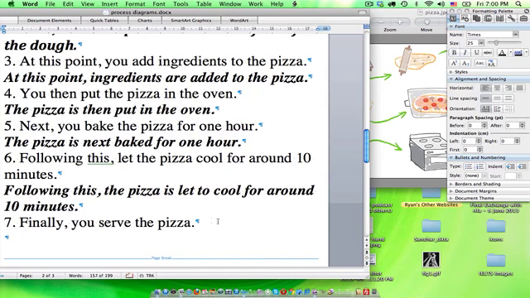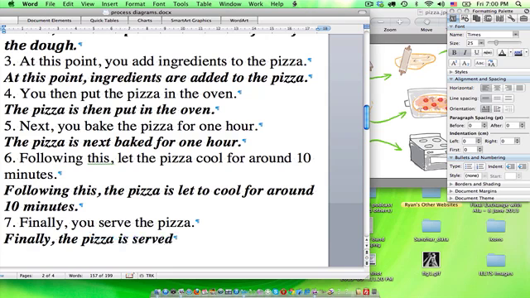Finally, you serve the pizza. Finally, the pizza is served. Okay, so we've put all of these sentences into passive.